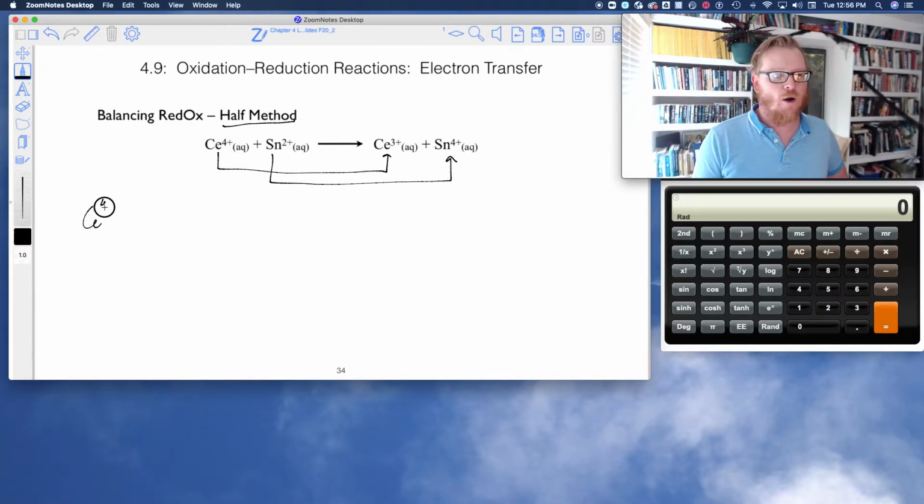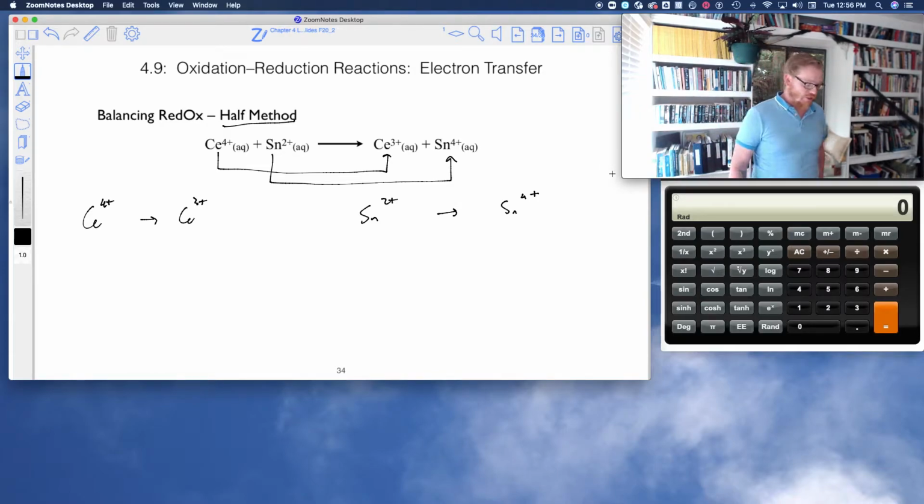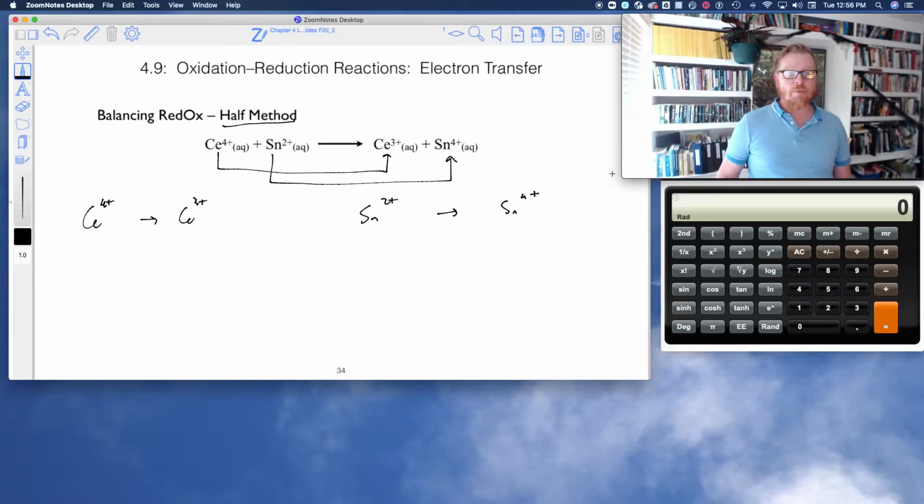So I'll write this first half like so. And I'm going to drop the phases just to make this a little bit easier to write. And we'll put the phases back in at the end. And then I'll write this other half, and I'm going to give myself plenty of space here. And so now what I first want to do is balance the atoms. And when I look at this, I can see that so far it looks like my atoms are balanced. So I don't need to do anything there. There's 1 and 1 and 1 and 1, so we're good to go there.